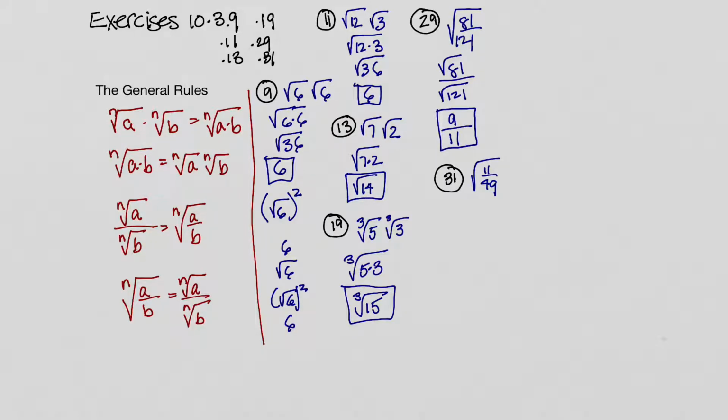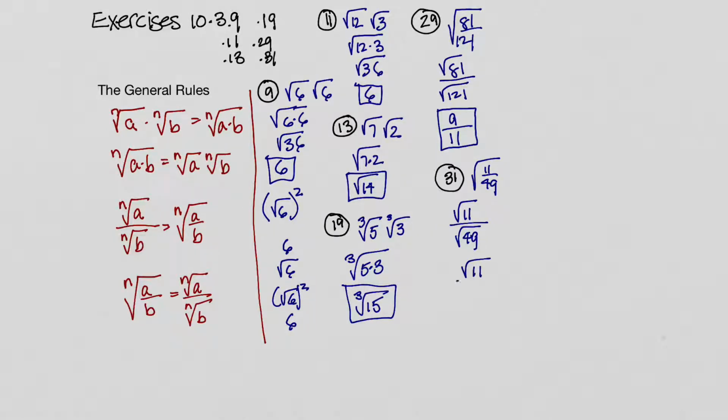And in 31, we've got the square root of a quotient, as we did in 29. So let's break this up into the square root of the top over the square root of the bottom. Square root of 11, I think we can't do anything with that. 11's prime, we can't break that down, but square root of 49, well, that's a 7.